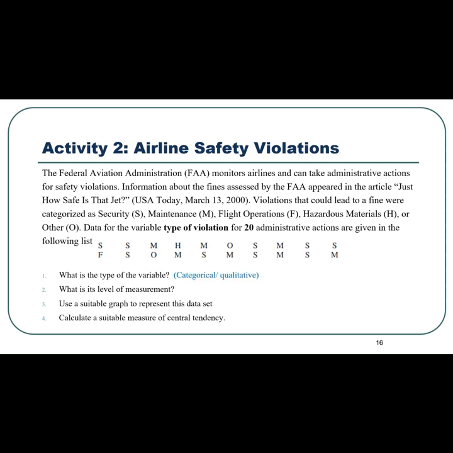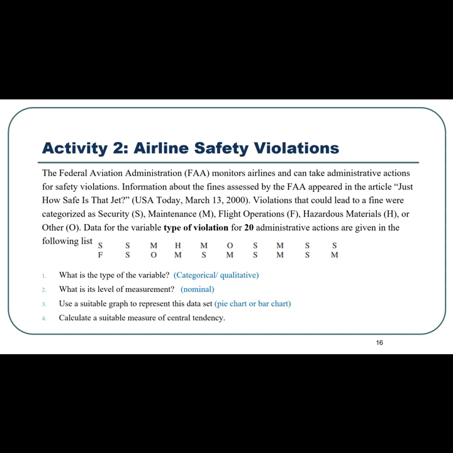What is the level of measurement? We said qualitative variables are measured either on the nominal scale or the ordinal scale. Since I don't have any specific order, whether S is better than M or M is better than S, there is no order. So this is a nominal scale. What is the suitable graph to represent this data set? If I am going to represent a categorical or qualitative variable, it is only a pie chart or bar chart, according to what we covered.